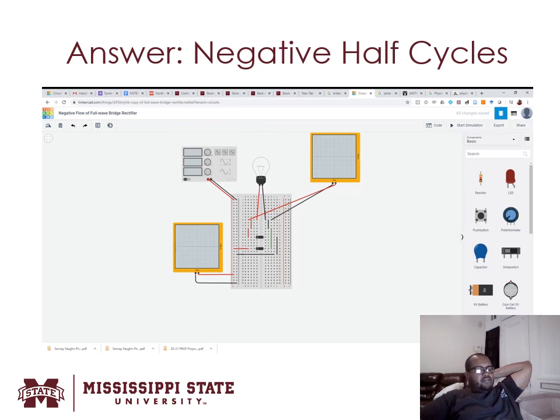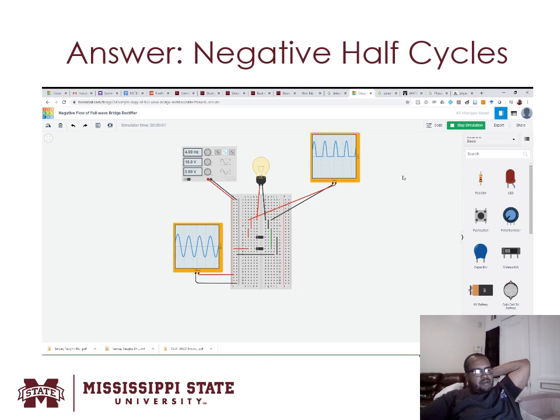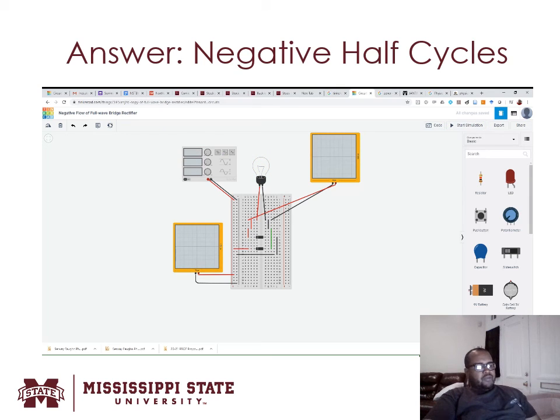Here's the answer for the negative. I just have these two diodes. And here again, I'm just using half of the sinusoidal wave. You can count the peaks: 1, 2, 3, 4. 1, 2, 3, 4. All right, well, that's it. Thank you so much.